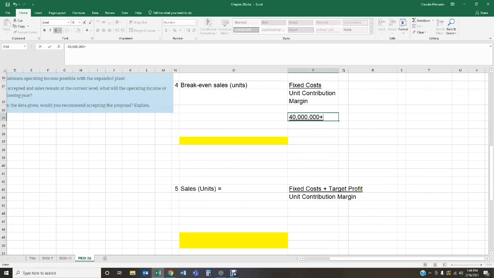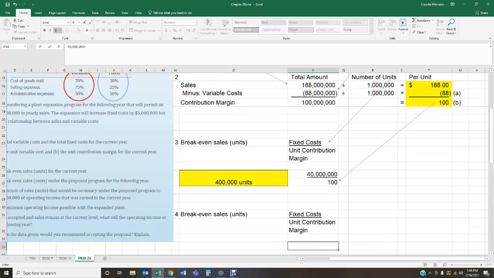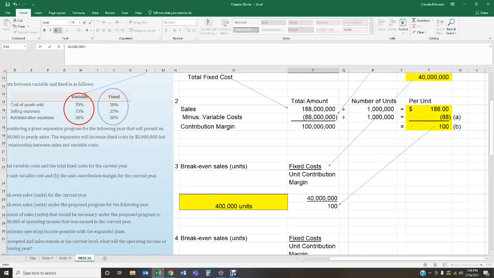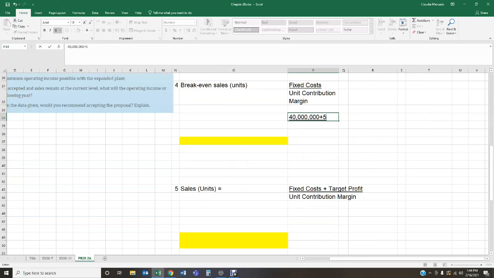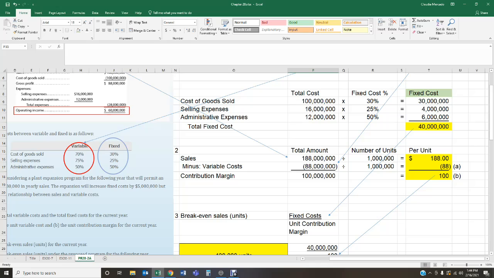But then the problem says that if we go with this proposal, we're going to have an increase in fixed cost of $5 million. So my fixed cost is going to go up by 5 million. And I'm going to divide by my unit contribution margin, which the unit contribution margin we calculated was $100 right there.